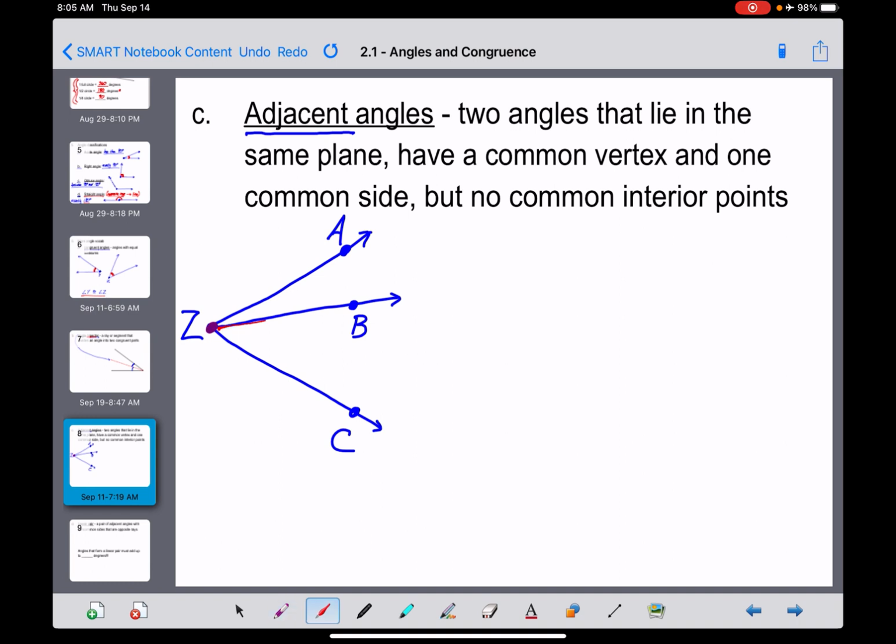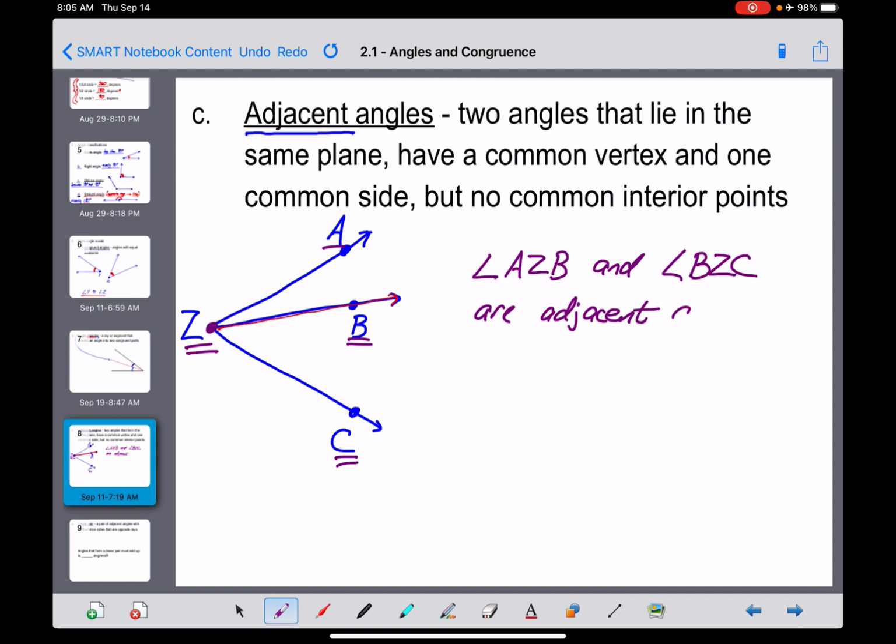Now, ray ZB is going to be that common side between which two angles? The one on the top, guys, angle AZB. Let me write that over here. Angle AZB. And there's another angle now that shares that red ray and has the same vertex. That'd be angle BZC. Those two angles there are adjacent angles. They're right next to each other.